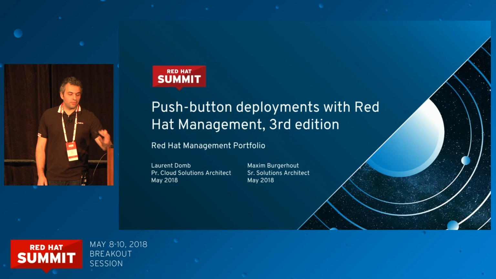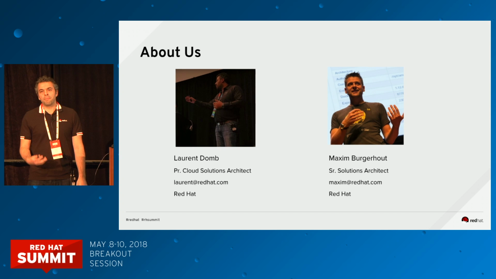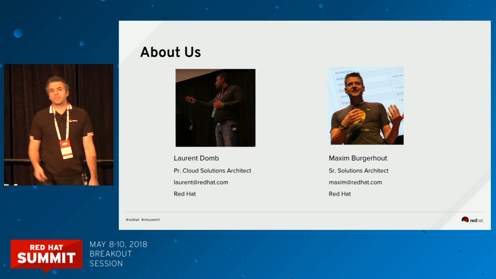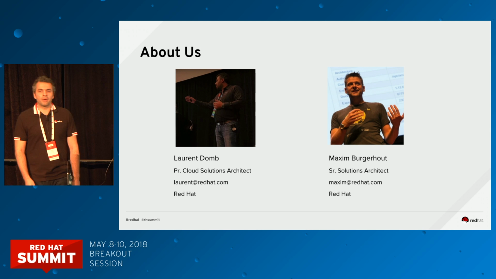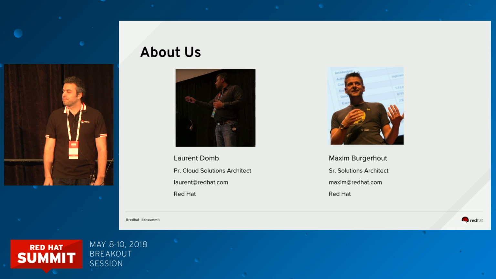My name is Laurent Domb. I'm a principal cloud solutions architect. I work in the New York area with the most 10 strategic accounts which we have at Red Hat. And I'm covering the entire cloud portfolio, so that means CloudForms, Satellite 6, Ansible Tower, as well as OpenStack, OpenShift, and Red Hat Virtualization.